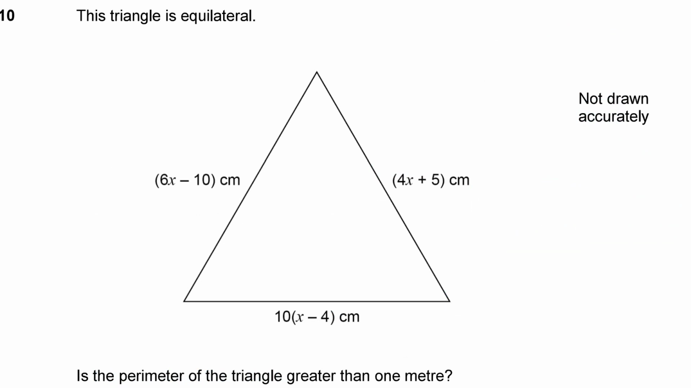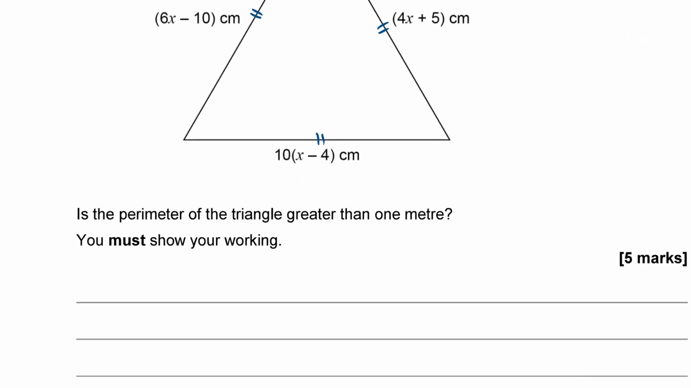Question 10. This triangle is equilateral. Is the perimeter of the triangle greater than 1 meter? You must show your working. I've been given 3 sides of an equilateral triangle, but each side has been given algebraically, and it's a different algebraic expression. So this one is equal to this one is equal to this one. That means those 3 algebraic expressions must be equal to each other. So 6x minus 10 has got to be equal to 4x plus 5, which has got to be equal to 10 lots of x minus 4.